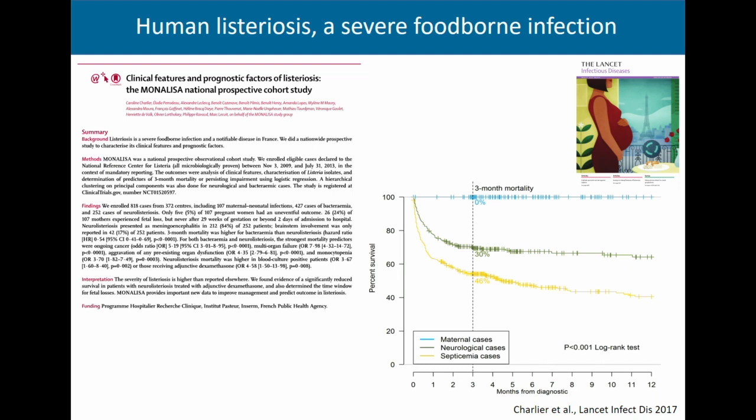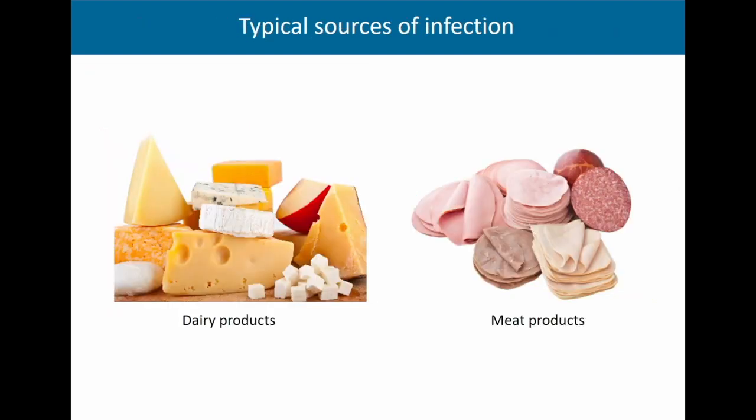Here you see 30% mortality at 3 months for patients with CNS disease, and 46% for patients with septicemia. For women with maternal-fetal listeriosis, there is no maternal mortality, but in more than 95% of the cases, there are complicated pregnancies. So clearly, a severe infection, and you may know that the source of infection of this foodborne infection is very common. These are dairy products and meat products, so the population is widely exposed.